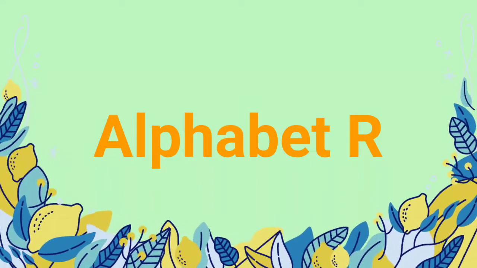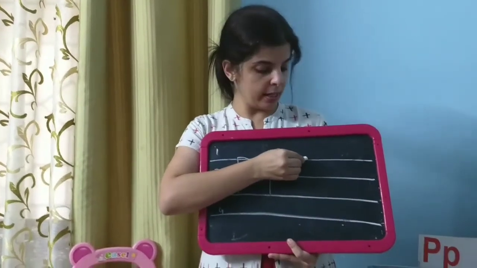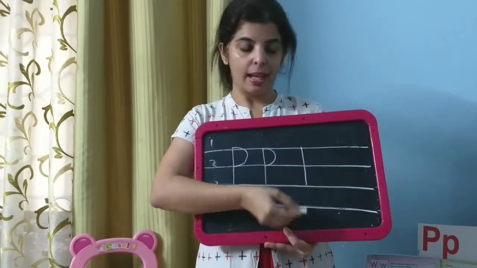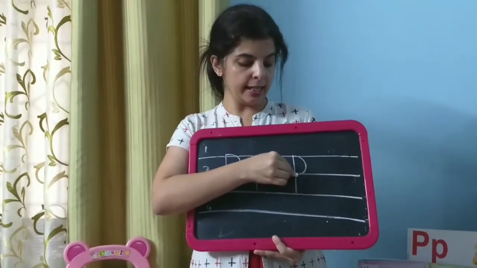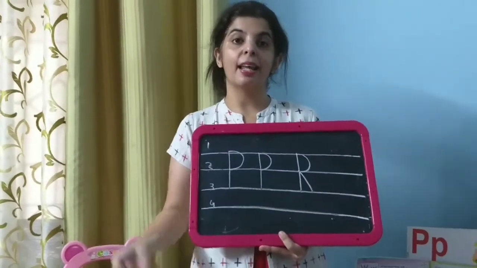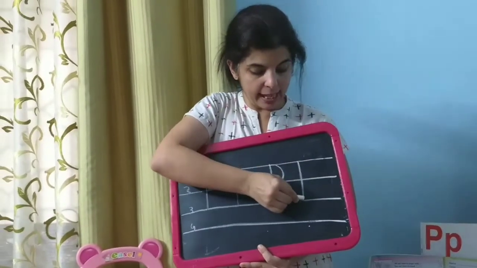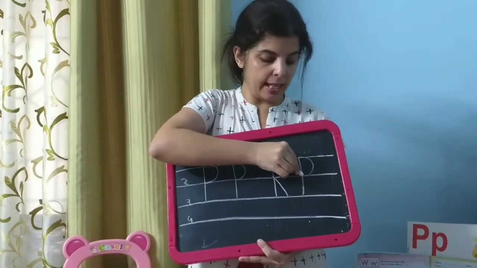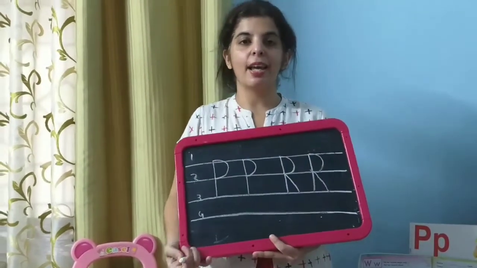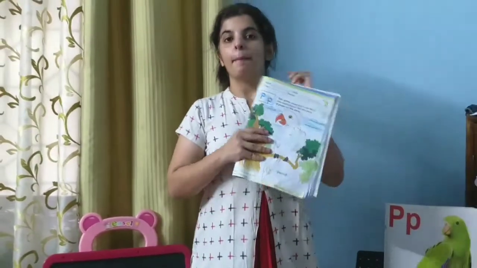Now how do we write alphabet R? How do we make R? Again, we'll make a P and we won't stop here. We will bring a line out like this. It becomes an R. Let me show you again. We make a standing line. We make a P and bring a line out like this. It becomes R.